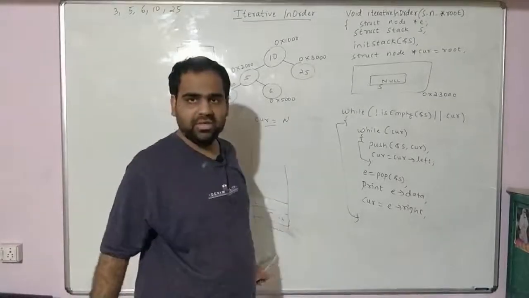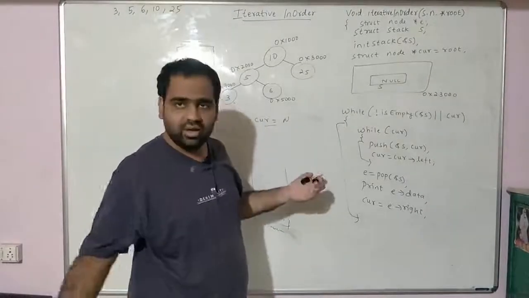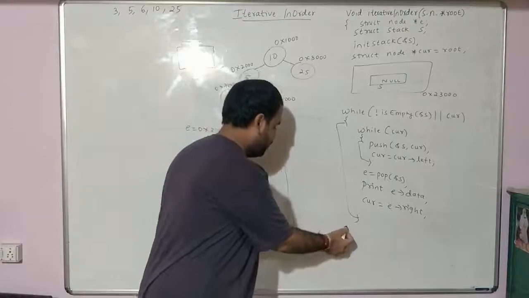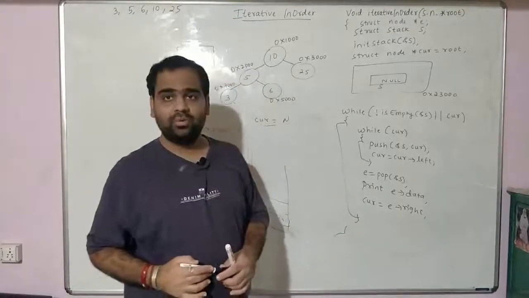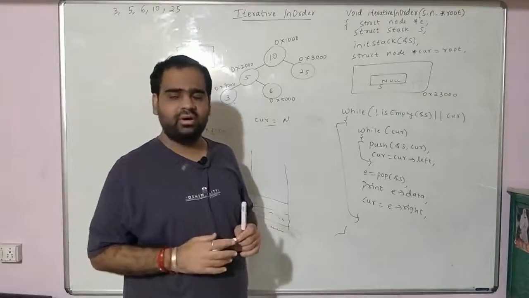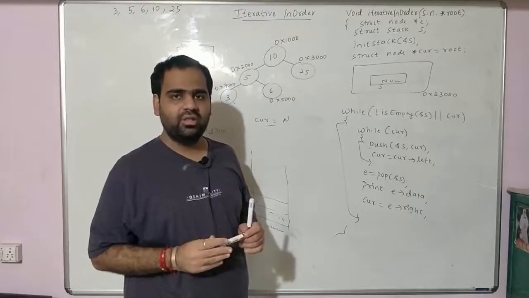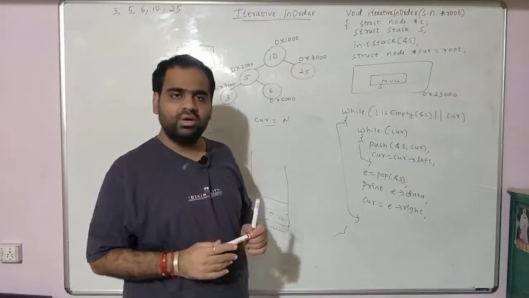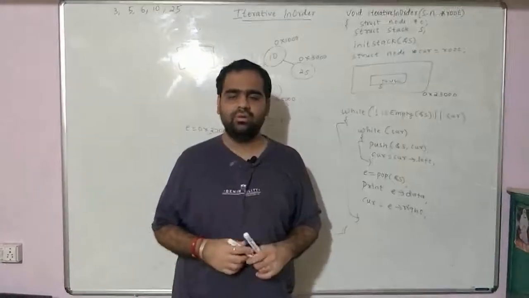Go back. Not is empty stack, the condition is false. Current is null, the condition is false. False or false is false. You come out and you stop the procedure. This is the iterative in order traversal of the tree. Now let's see the iterative post order traversal of the tree, and I will say the algorithm as well.